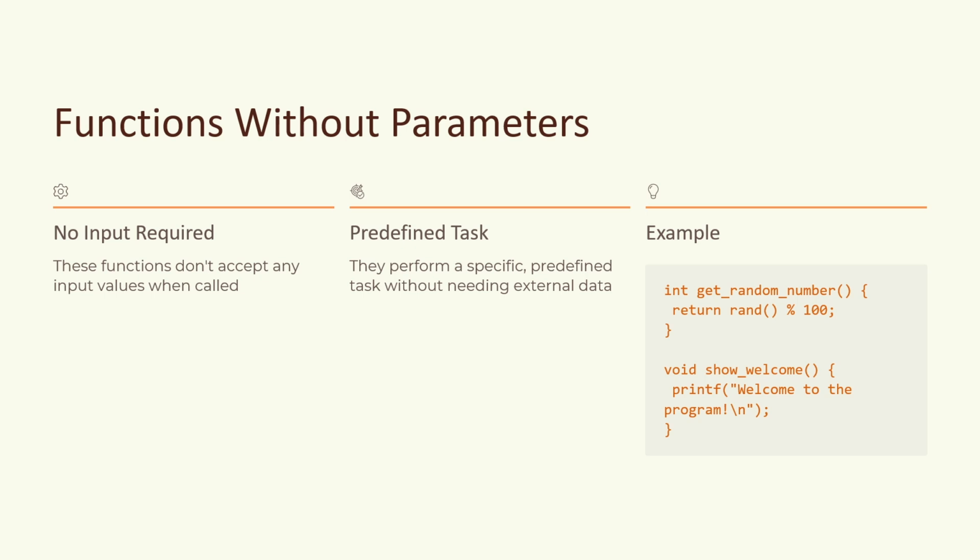For example, here we have written an example, get underscore random underscore number. This is a function name. This function is going to return a random number without needing input. The second example is show underscore welcome. This function simply prints a welcome message.